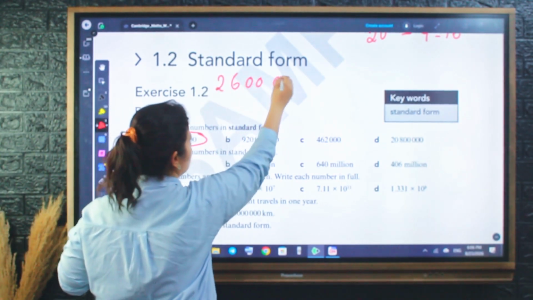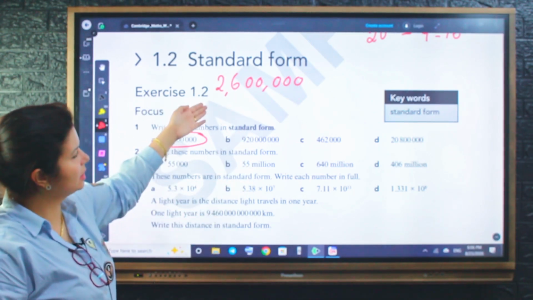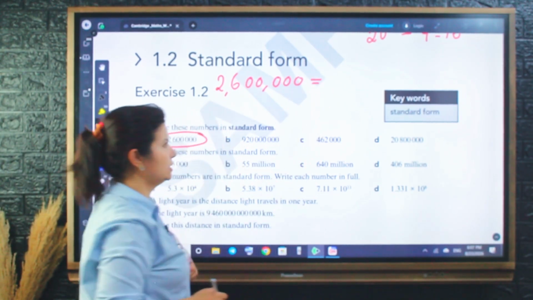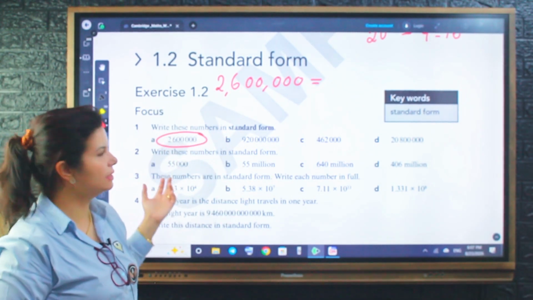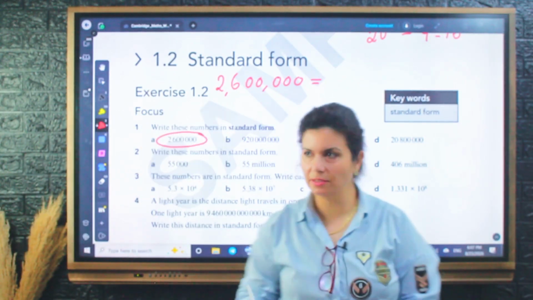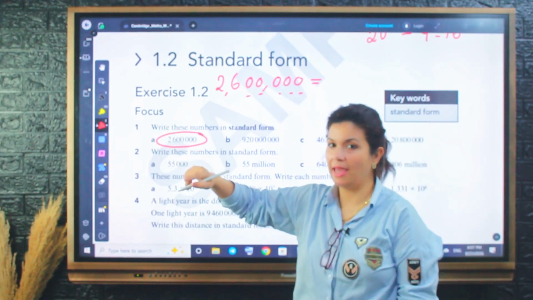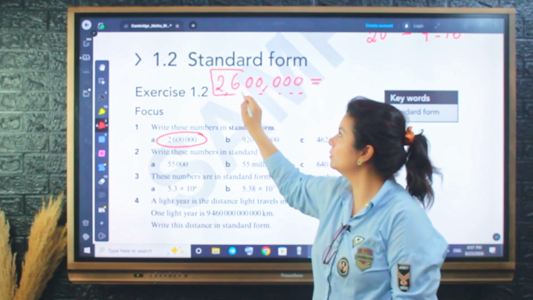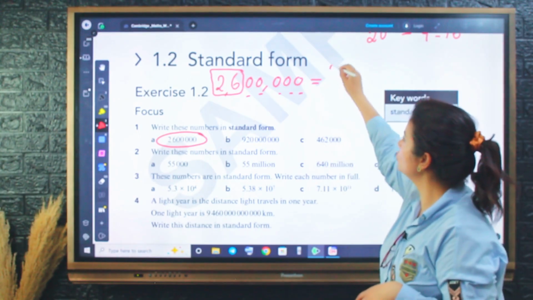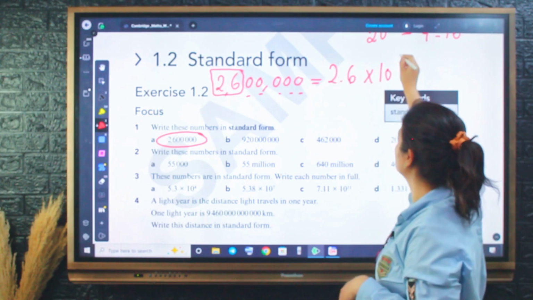This number is 2,600,000. How do we write it in the standard form? In the standard form, we replace the zeros by a power of 10. So here, how many zeros do we have? Here we have 1, 2, 3, 4, 5 zeros, and we can write the number in the form of a number between 1 and 10. So it's going to be 2.6 times 10 raised to the power 6.